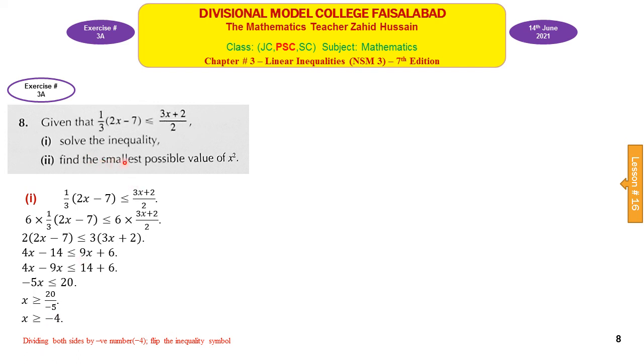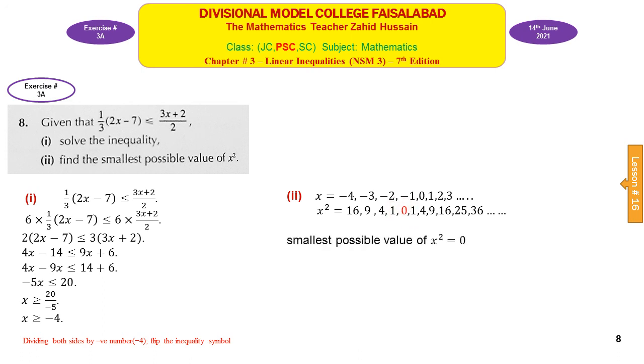In second part, you are asked to find the smallest possible value of x square. Now the possible values of x are minus 4, minus 3, minus 2, minus 1, 0, 1, 2, 3, 4. Take the square of these values. x square is equal to 16, 9, 4, 1, 0, 1, 4 and so on. Now from these values of x square, which one is the smallest? The smallest value is 0. So smallest possible value of x square is equal to 0.